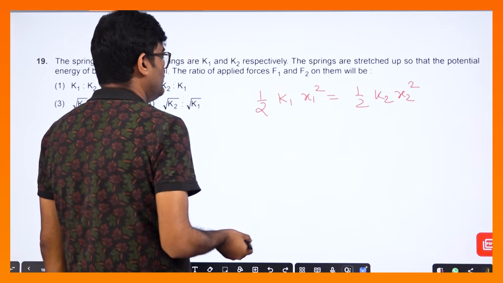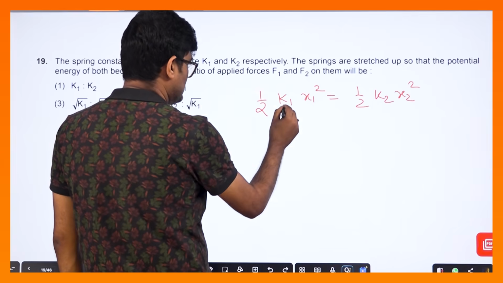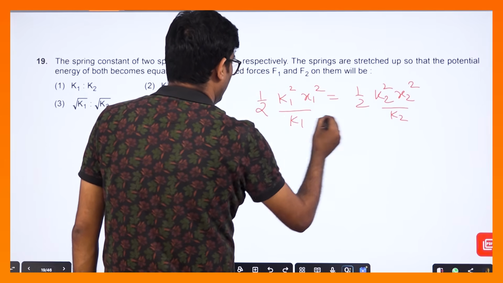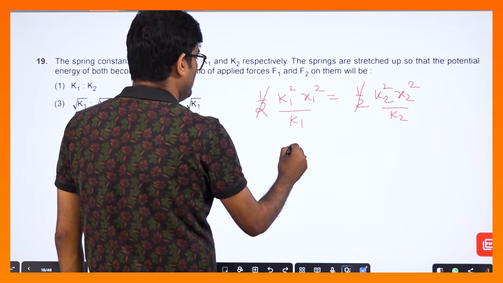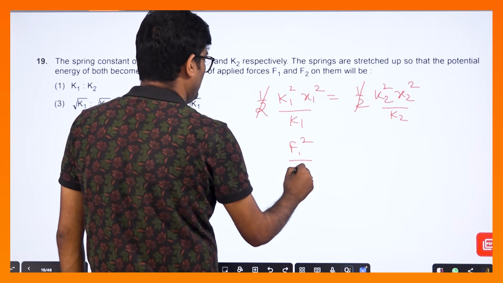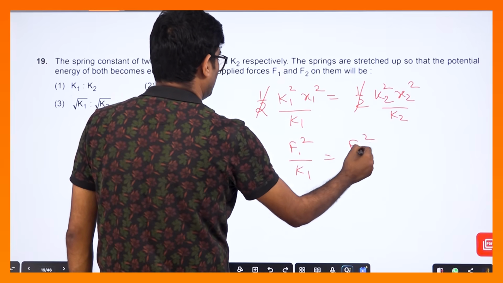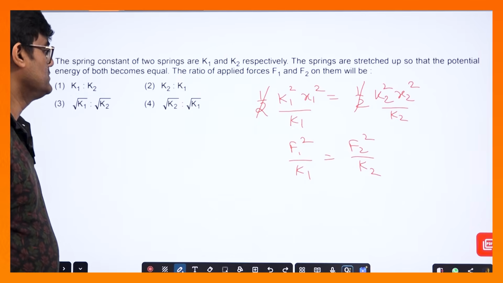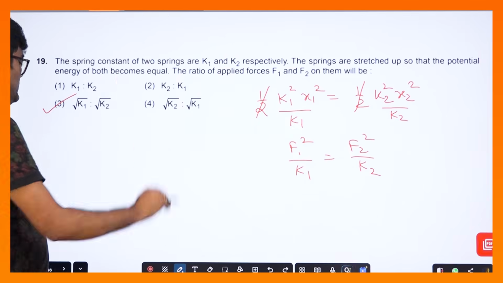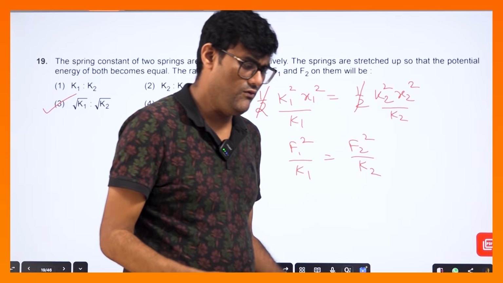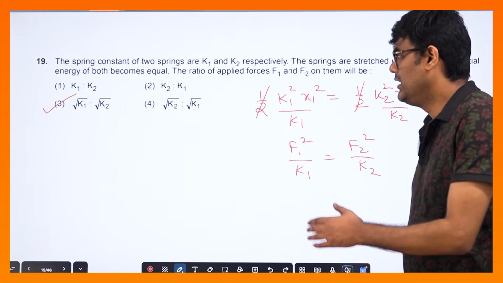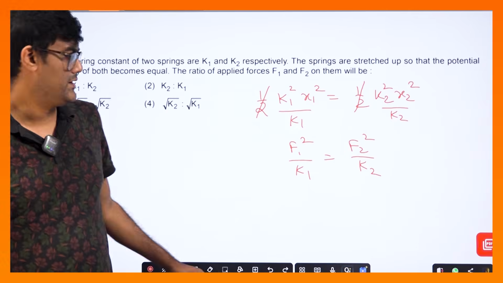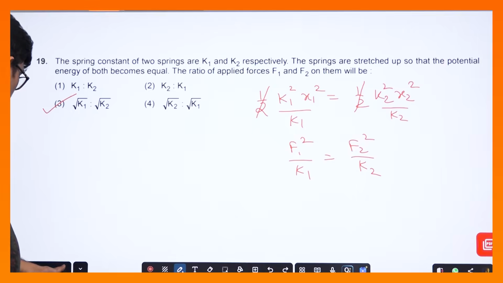Now I have to find the force. I know the force equals k into x. So if I multiply and divide by k1 here and by k2 there, then I can say that k1 x1 square is f1 square by k1, equal to f2 square by k2. That's it. Now you will find the ratio f1 by f2 is root k1 by k2. Option 3 is the correct choice for this question. Right? You can use this easy formula, and you just have to understand how to modify it. Then you can answer this question within a few seconds.